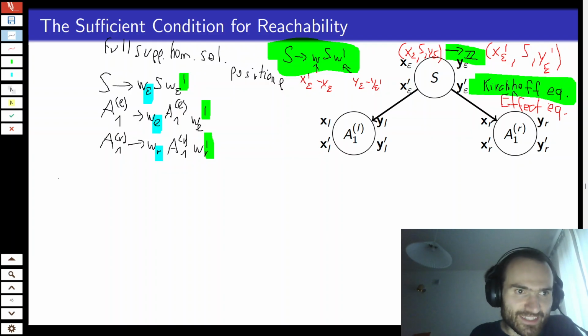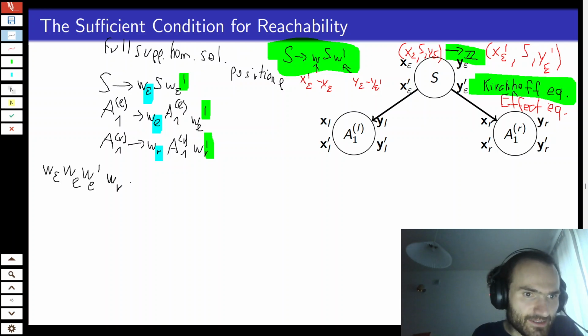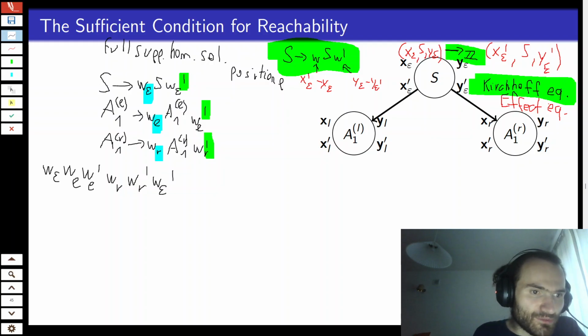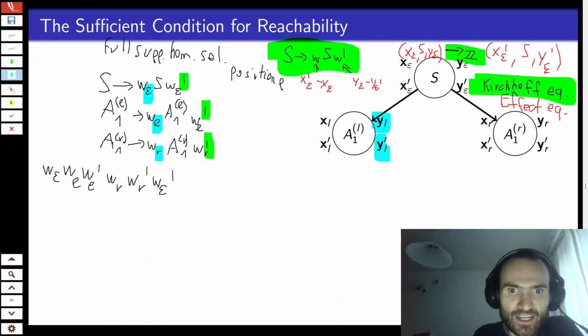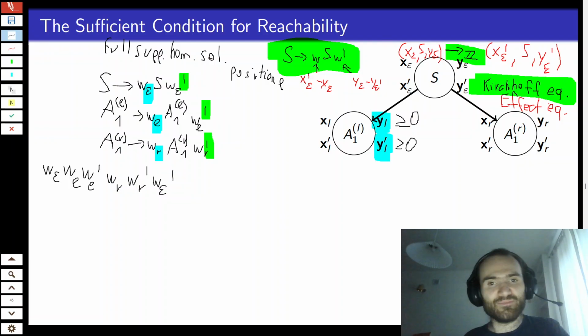Well, if you think about what these cycles are supposed to do, you are going to execute this word in the order W epsilon, WL, WL prime, WR, WR prime, and then W epsilon prime. And what homogeneous solution tells you is that, in particular, all these variables are greater than or equal to 0. I mean, they are variables. And we consider ILPs, so equations over N.